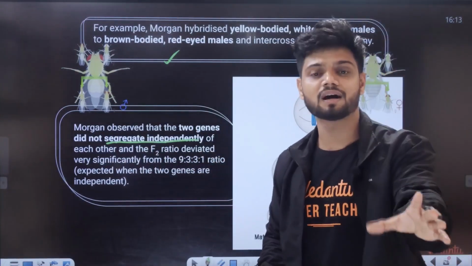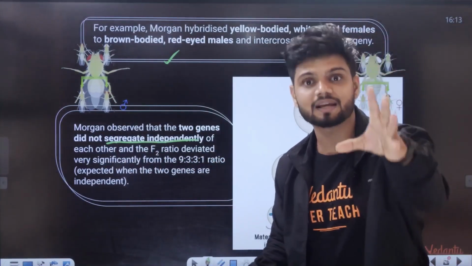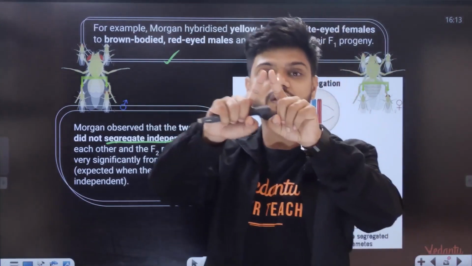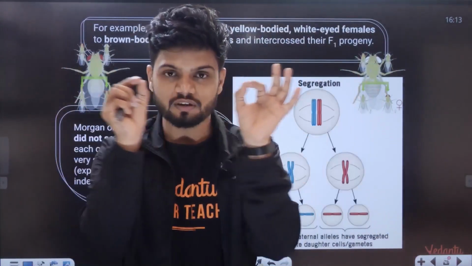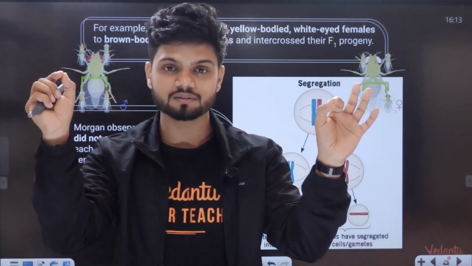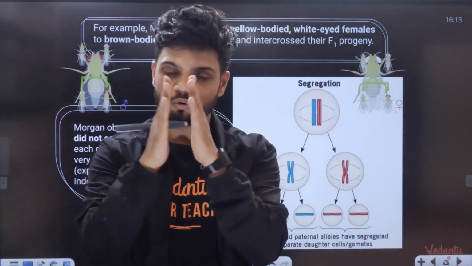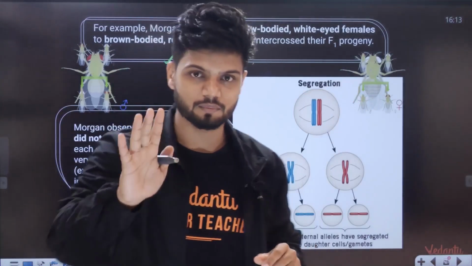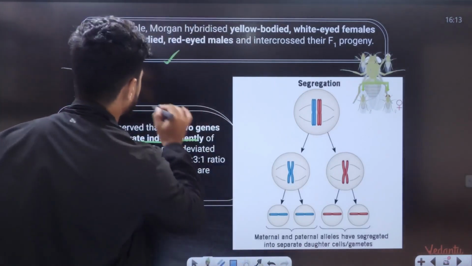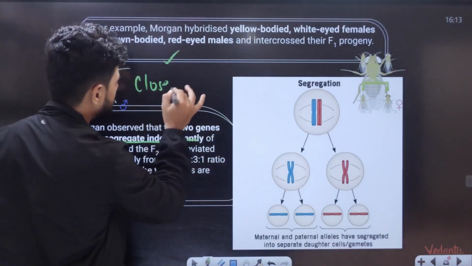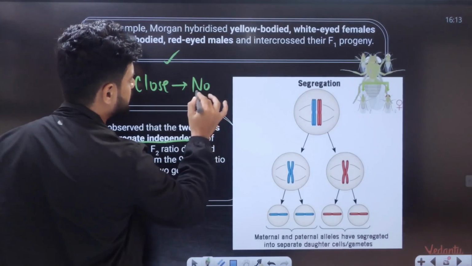Independent segregation does not happen. The 9:3:3:1 ratio does not come. When? When the two genes are very far from each other, there is no 9:3:3:1. If the two genes are very close, they do not segregate. I said it the wrong way around, listen for a minute. When the two genes are very close to each other, there is no segregation.